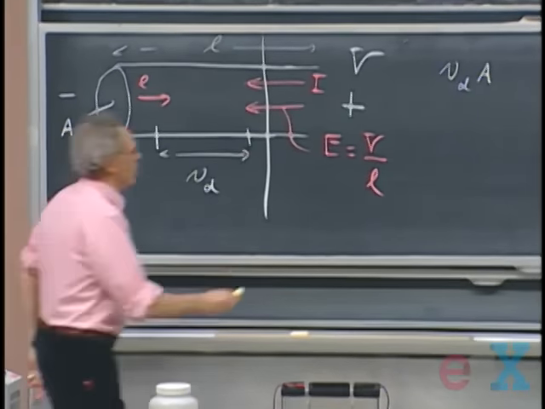When you look at this here, that really depends only on the properties of my substance for a given temperature. And we give that a name. We call this sigma, which is called conductivity.